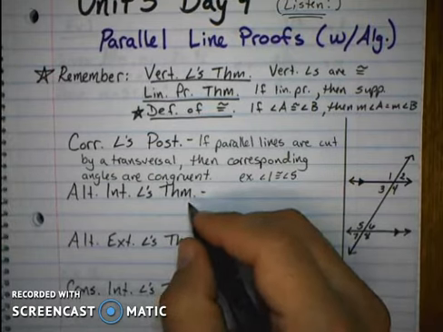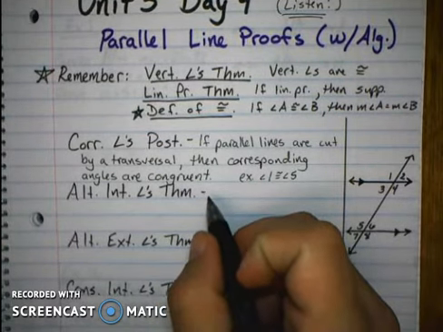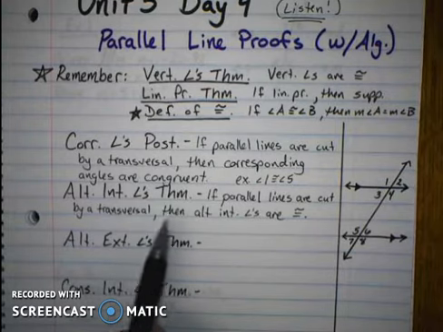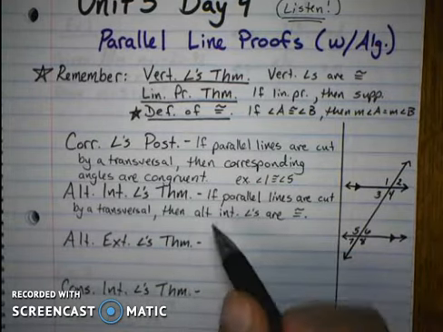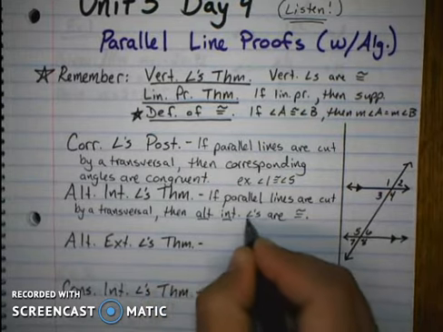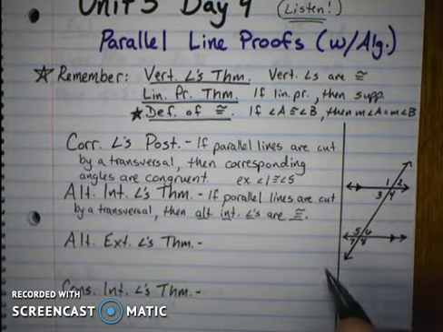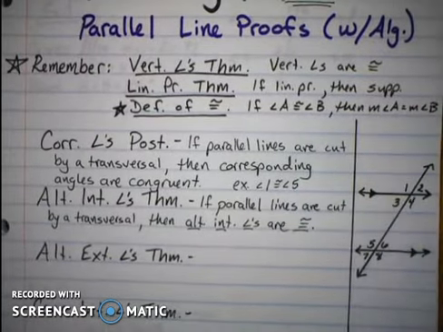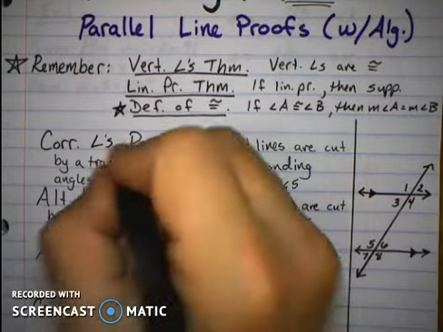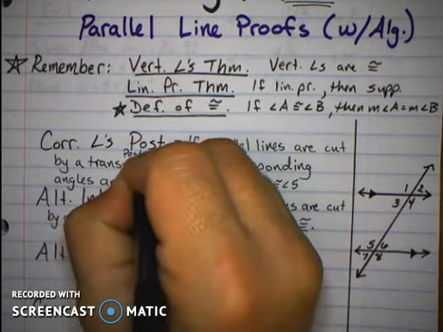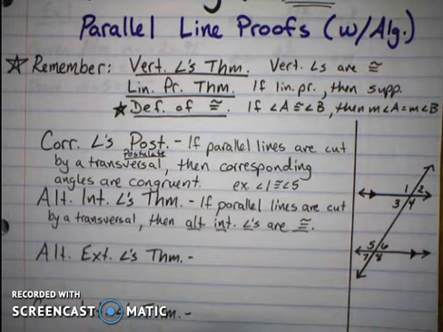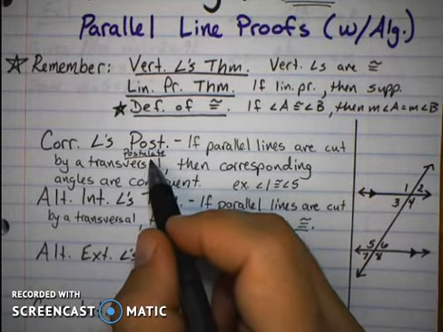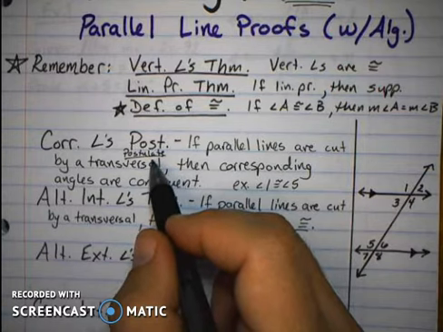The alternate interior angles theorem would say this: if parallel lines are cut by a transversal, then alternate interior angles are congruent. Notice I started abbreviating. That's okay. It'll save you some time. Alternate interior angles are congruent. Now, there's a reason that this is a postulate and the rest of these are theorems. A postulate is a geometric concept or an idea that is so basic it doesn't have to be proven true.